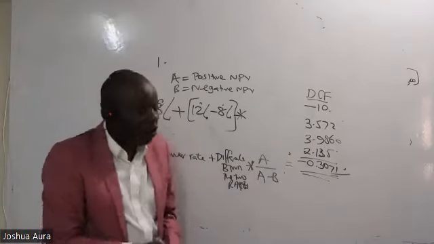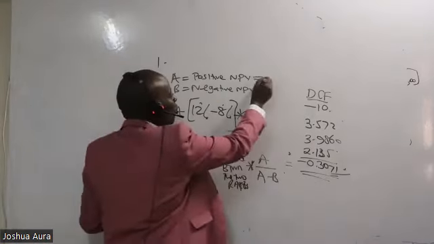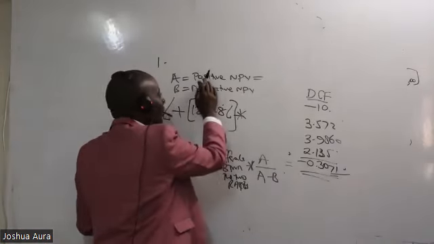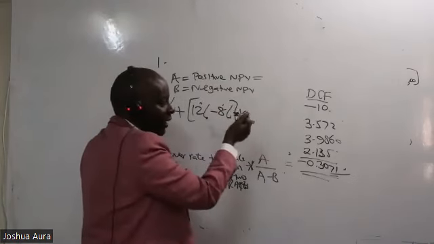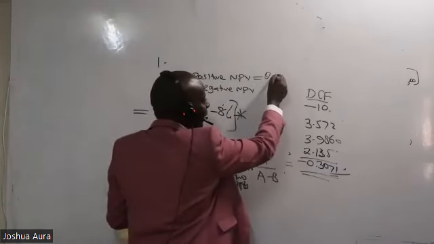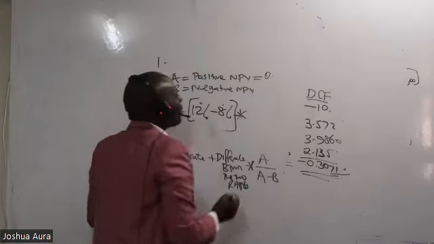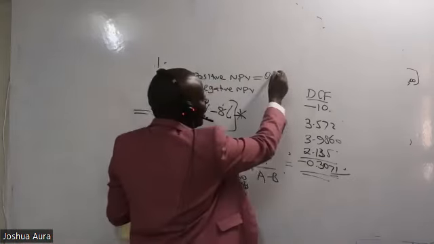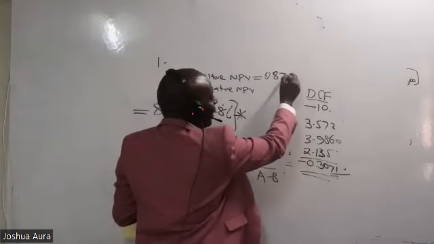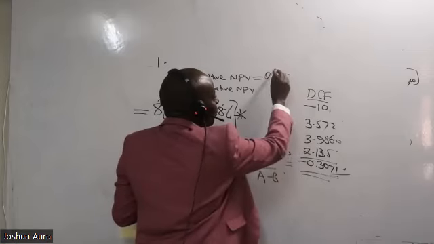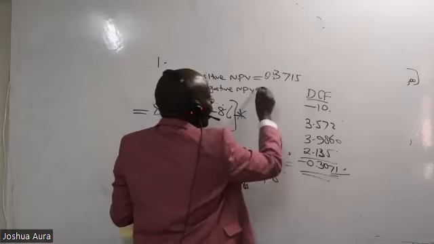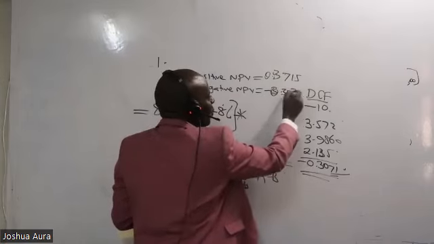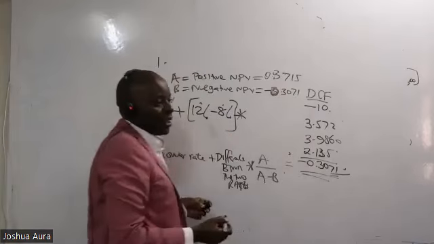Yeah, Wanjiro gives us 4. Ati positive NPV ilikuwa 4. How about the positive NPV? Tukashapata positive NPV ilikuwa 0 point? No. Positive NPV, the NPV itself. 0.87, 0.3715. How about the negative NPV? I can see it here. It is minus 0.3071, isn't it? Minus 0.3071, like that.